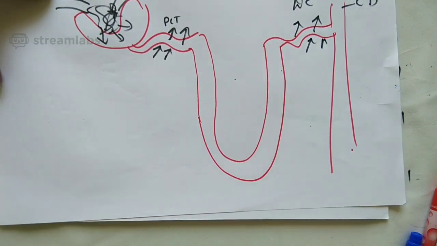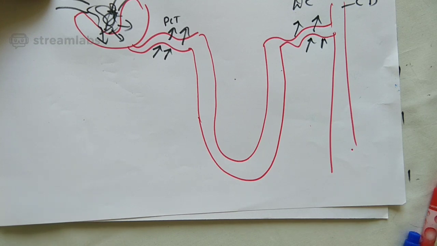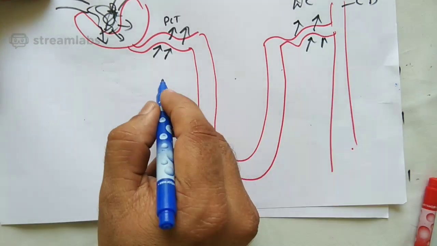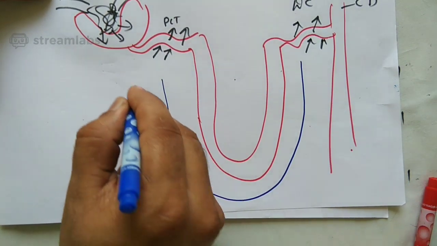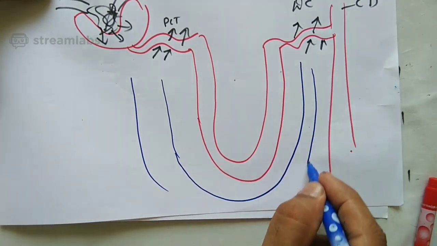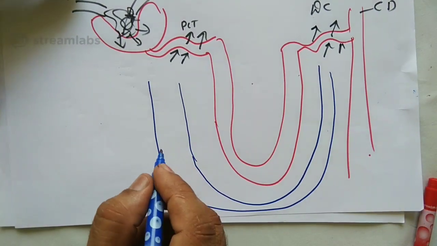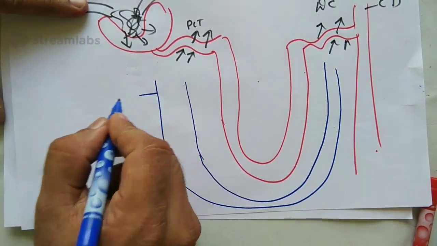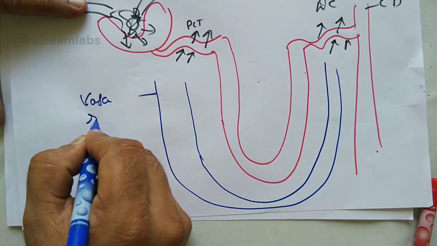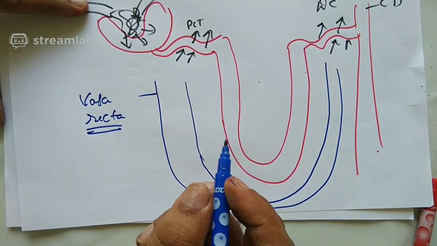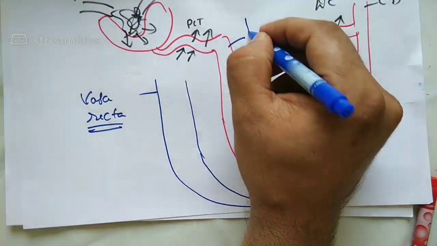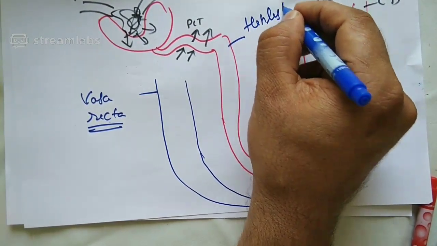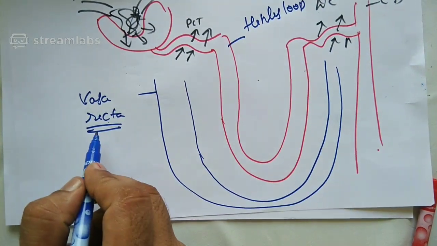This portion of the Henle's loop will be surrounded by one more blood vessel, which I'm drawing here now. And this blood vessel, whichever I'm drawing now, will be called the vasa recta. Recta means straight. Vasa means blood vessel. So this is the Henle's loop. This is a vasa recta.